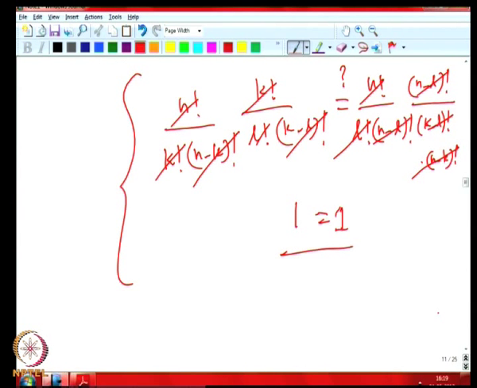So, note that there are no zeros in all that we are cancelling; even in the k equal to L case, 0 factorial is 1 only. So, all factorials are being cancelled, therefore, no problem. So, this is 1 equal to 1, so it is true.